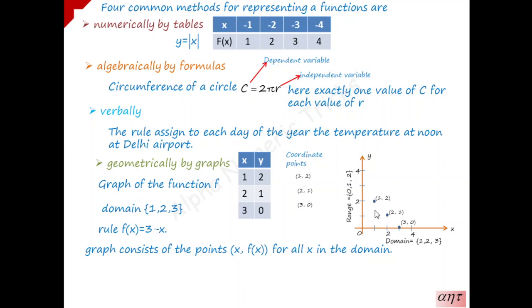Then when x is equal to 2, the value of y will be equal to 1, the output will be 1. Suppose you give the input as 3, the output will be 0. So this is the point 3 comma 0. Join all the points and you get a straight line. This is one way of representing the function, and here the domain and range are the real numbers we are considering.